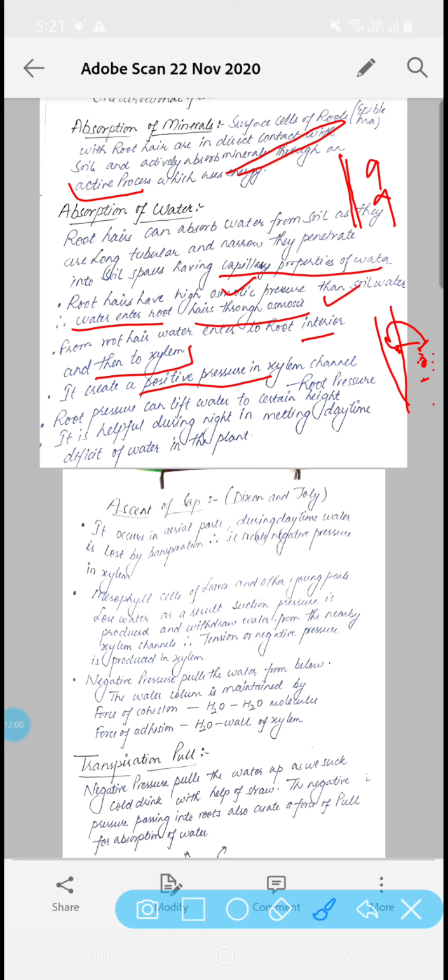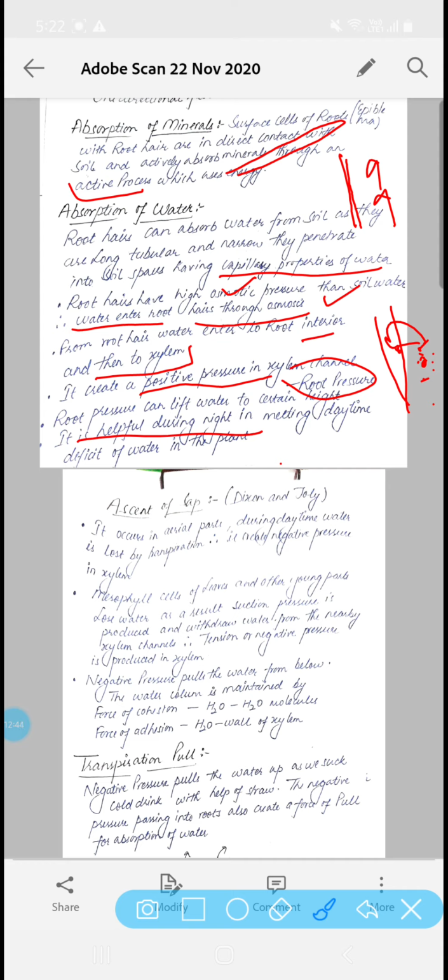Now this root pressure can lift water to a certain limit of height. Okay, so it is helpful during the night time. This kind of movement is helpful during the night in meeting the daytime deficit of water. Okay, during the day, whatever water has been reduced, whatever water has been lost, to recover it, the repairing and recovering that happens at night is by the help of this osmosis.